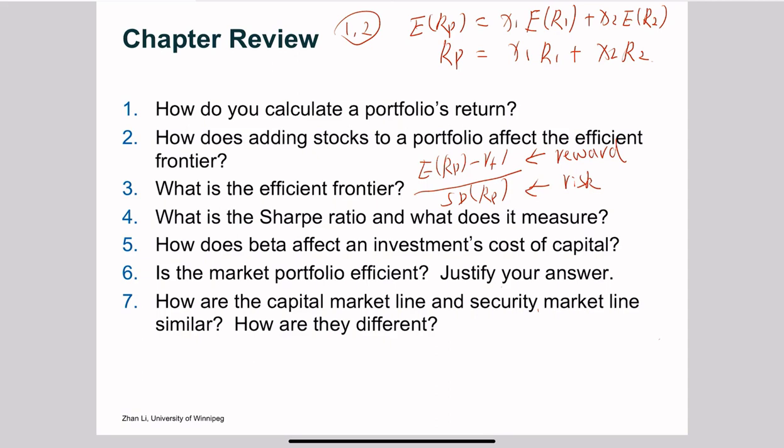Fifth, how does beta affect an investment's cost of capital? Well, this is basically about the capital asset pricing model, right? So we know that investment i's cost of capital equals risk-free rate plus beta i times the market expected return minus risk-free rate. So basically, if beta increases, then expected return or the cost of capital will increase.